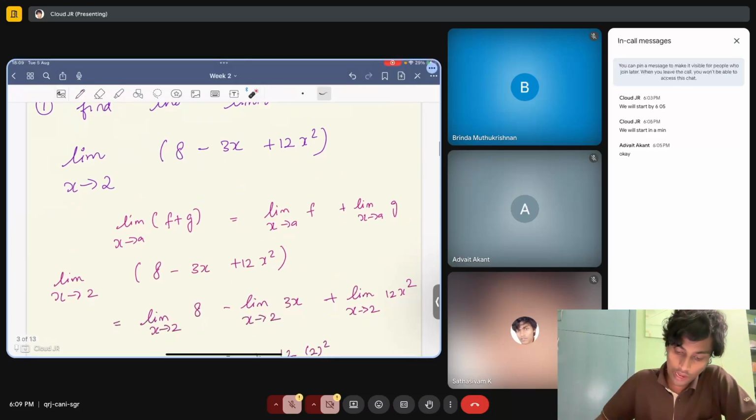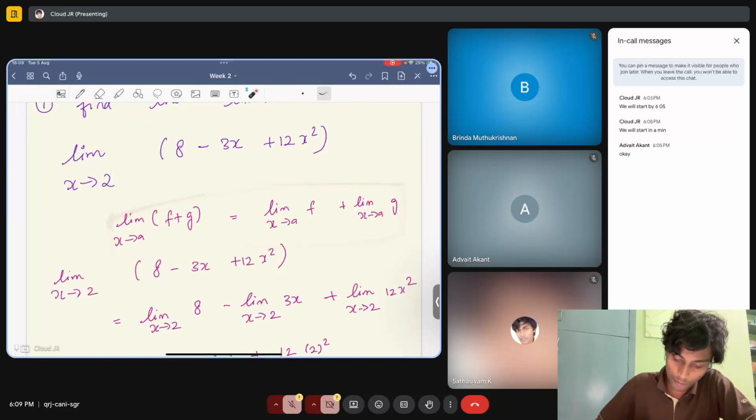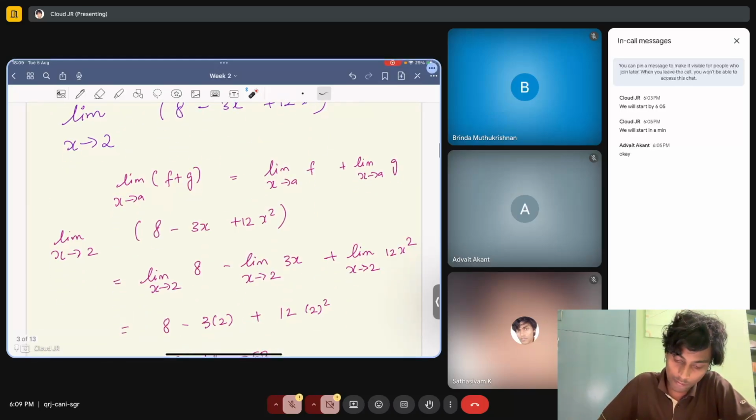So you have some algebraic operations you can do with the limit. The first one is addition: if you have the addition of two functions, then you can apply the limit directly. There are a few more which we have already done in the class. If you have multiplication also, you can do it. But for division, you have to make sure the denominator is non-zero. Then you can apply the limit. Okay.